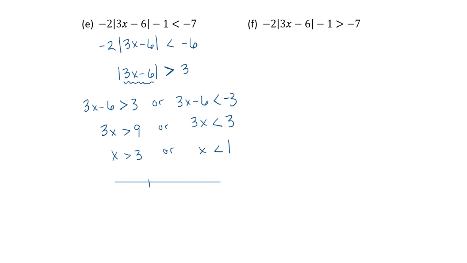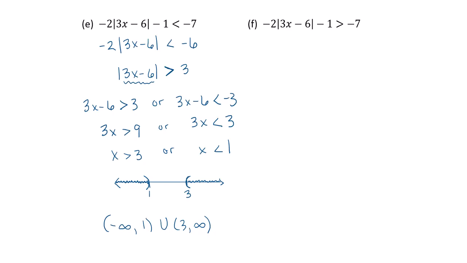Let's get an interval. Here's 1, here's 3. So x is greater than 3, or x is less than 1. And strict inequalities mean we're going to have parentheses on those boundary points. So my interval notation is going to say negative infinity to 1, union 3 to positive infinity.